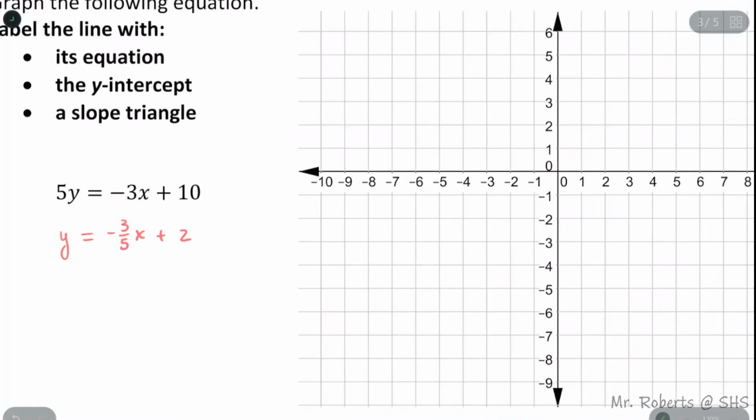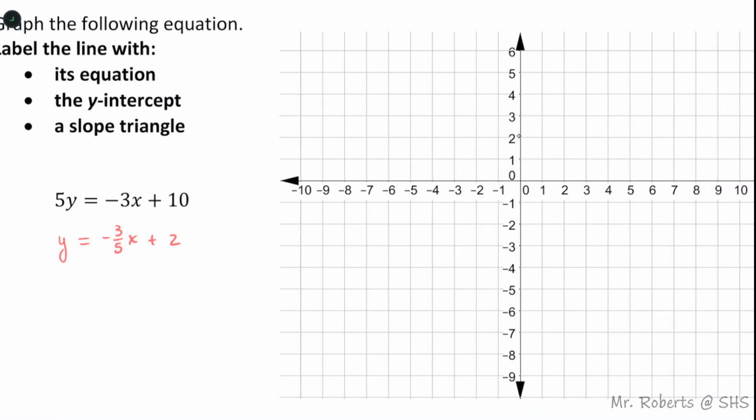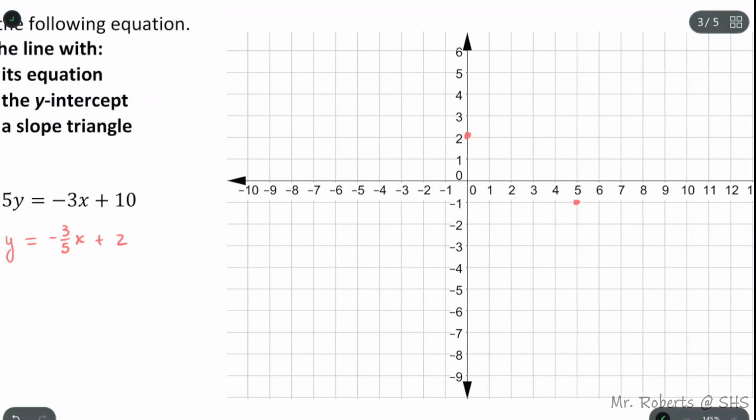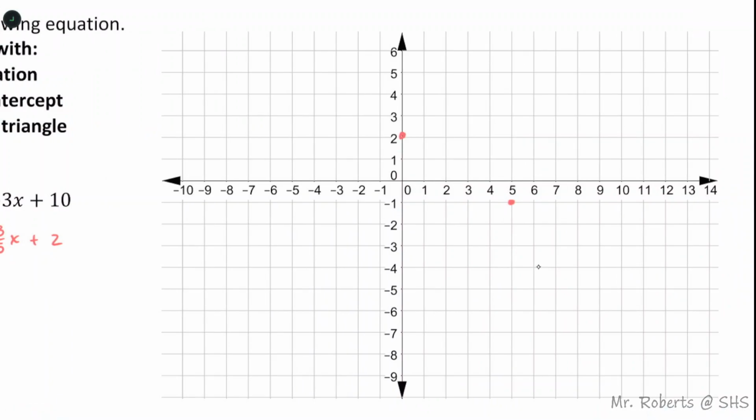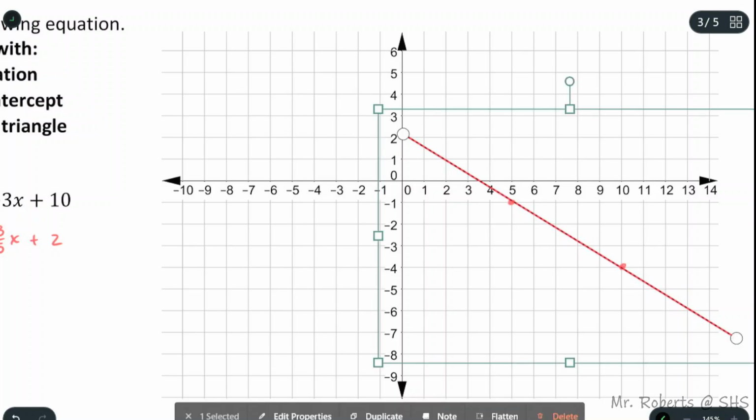So I'm going to come over to my graph, place a dot at 2. And then from there, I'm going to go down 3, 1, 2, 3, and over 1, 2, 3, 4, and 5. Place a dot. And then just to continue here, I'm going to go down one more time. I'm going to go down 1, 2, 3, and then over 1, 2, 3, 4, 5. There's the final dot. So if I get this line tool, I should be able to draw a line that hits those points. And then I'm going to extend that line.